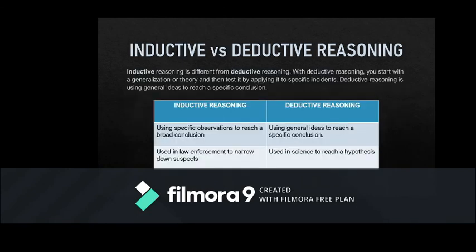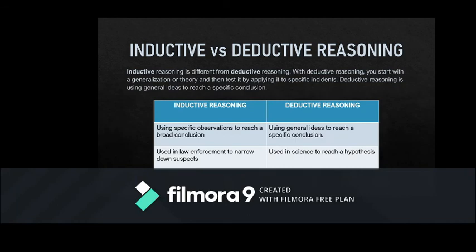Inductive versus deductive reasoning. Inductive reasoning is different from deductive reasoning. With deductive reasoning, you start with a generalization or theory and then test it by applying it to specific incidents. Deductive reasoning is using general ideas to reach a specific conclusion.